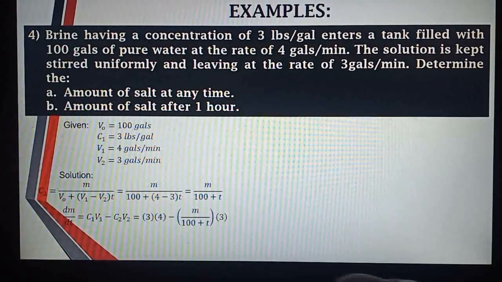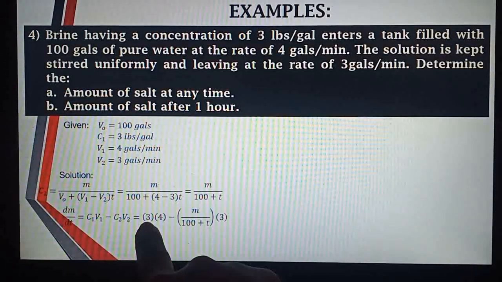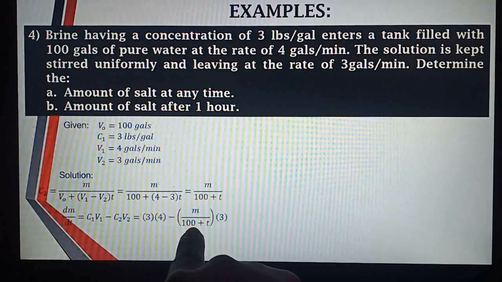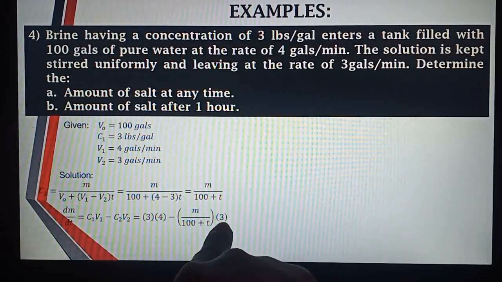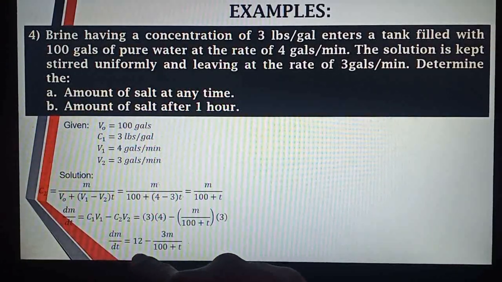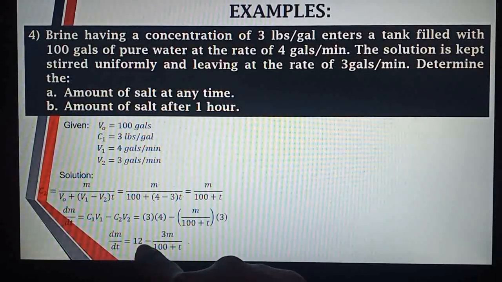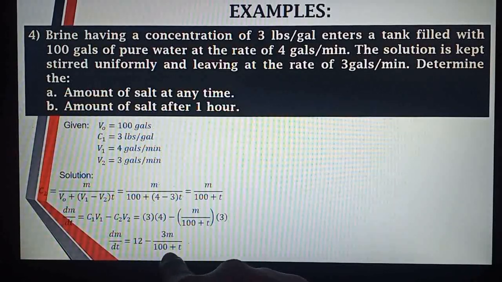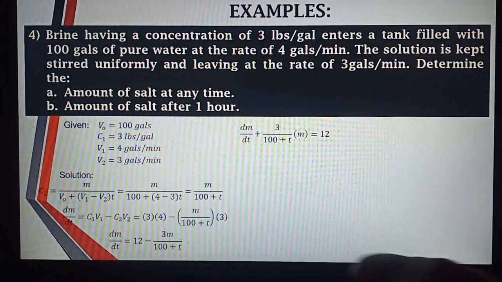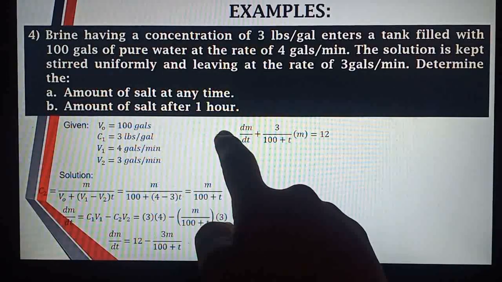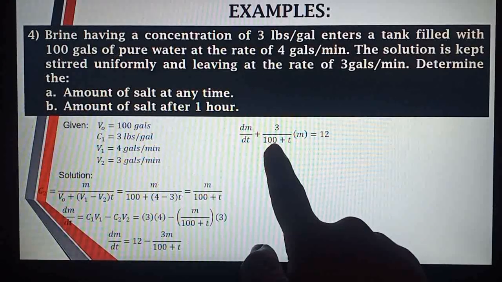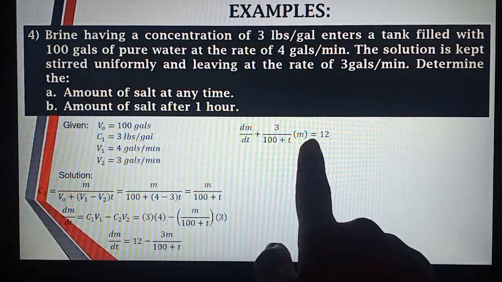So, if we follow the formula, you will now have 3 multiplied by 4, which is your C1 V1, minus m over 100 plus t multiplied to 3, which is your C2 V2. Then, kapag sinimplify natin yan, that is dm over dt equated to 12 minus 3m over 100 plus t. If you will notice, kapag inayos natin to, this is in the linear equation form. So that is dm over dt plus 3 over 100 plus t multiplied to m equals 12.